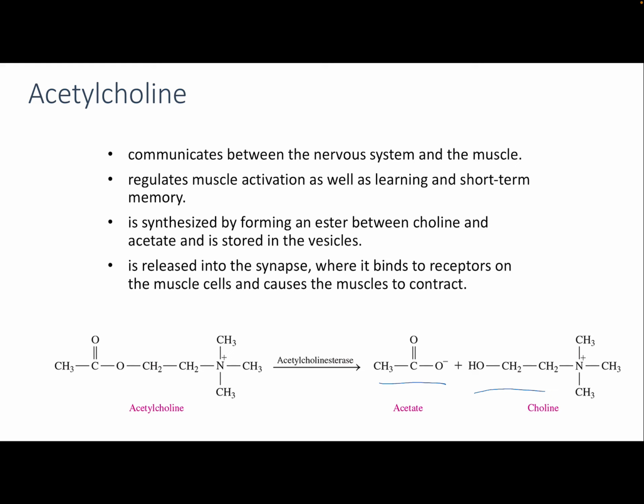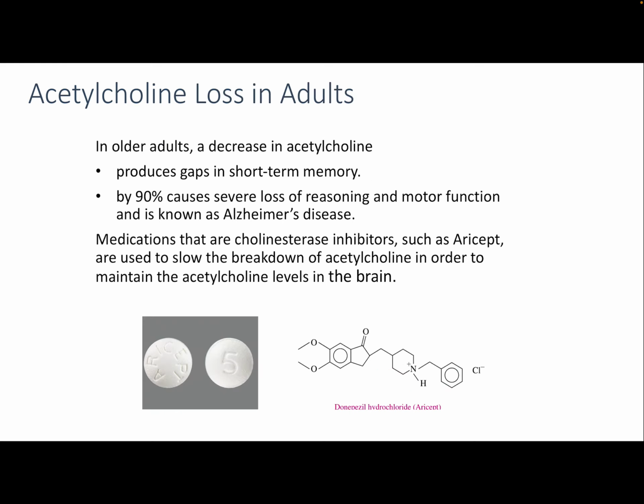Acetylcholine is released into the synapse. It binds to the receptors on the muscle cell and causes muscles to contract. So this is how you activate your muscles with acetylcholine. Now, older adults have not as much acetylcholine. This can have memory effects because, as we know from Alzheimer's disease, when you start to have less and less acetylcholine, you start to lose a lot of your brain faculties, motor functions, reasoning. And Alzheimer's disease is just one of many diseases that can affect acetylcholine concentrations.